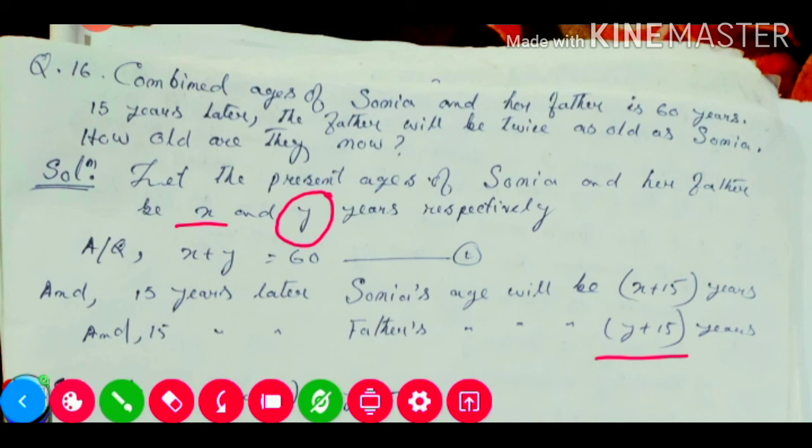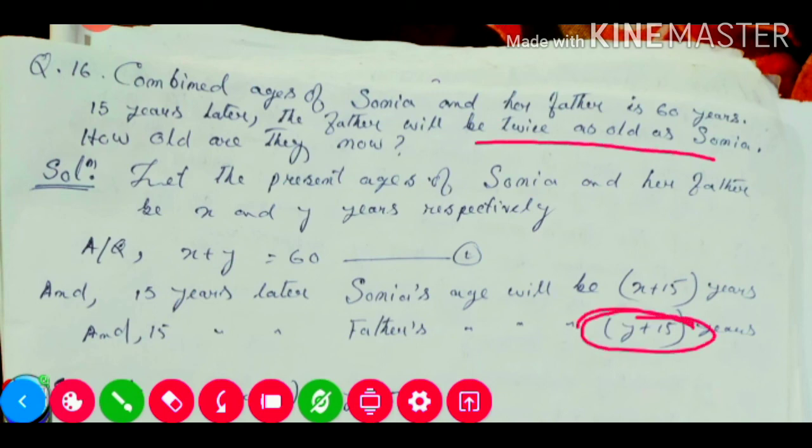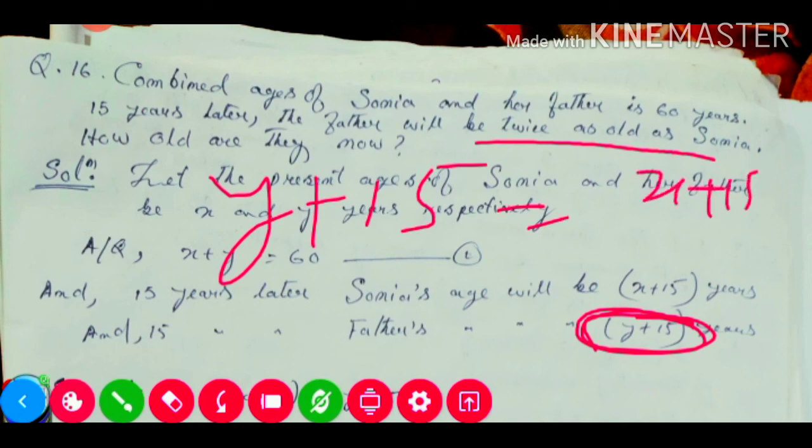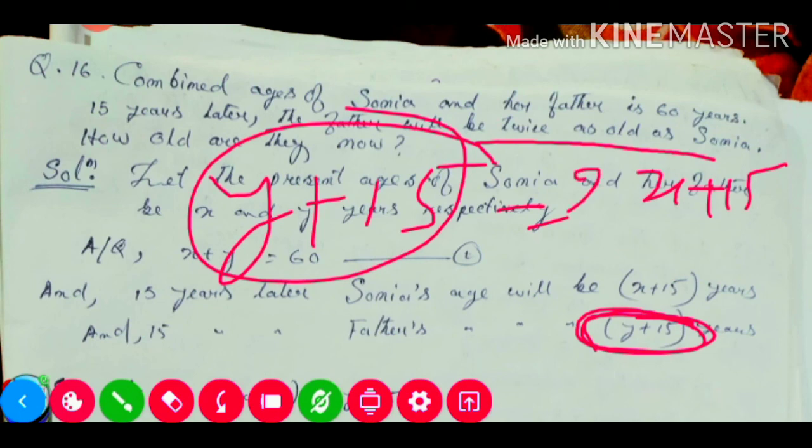Now the condition given is that after 15 years, that means 15 years later, the father will be twice as old as Sonia. That means the father's age will be double Sonia's age. So we cannot just write y plus 15 is equal to x plus 15, because the father's age is double. So we need to multiply Sonia's age by 2, and then both sides will be equal.